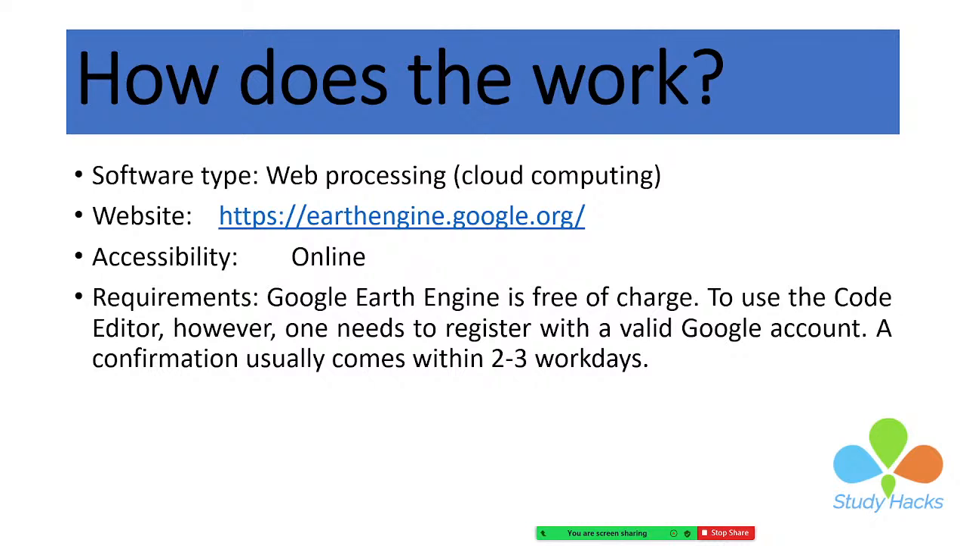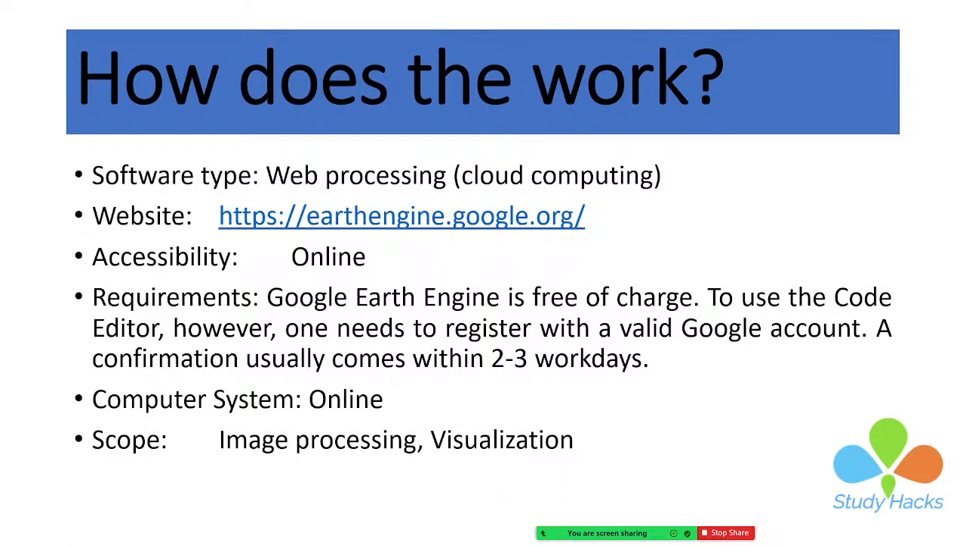It usually comes within 2 or 3 work days, or you may get it immediately. So you just need to register. I will also show you how you can easily make the registration, and then easily access the code editor, write code and work with it. The scope is image processing and visualization, and it mainly focuses on vector and raster data.